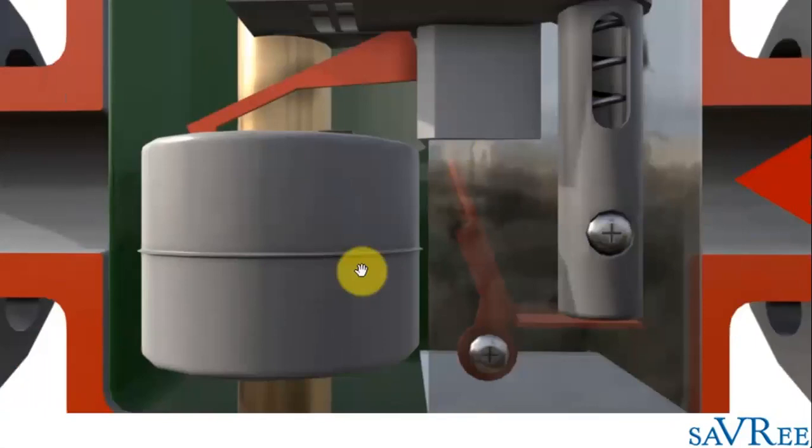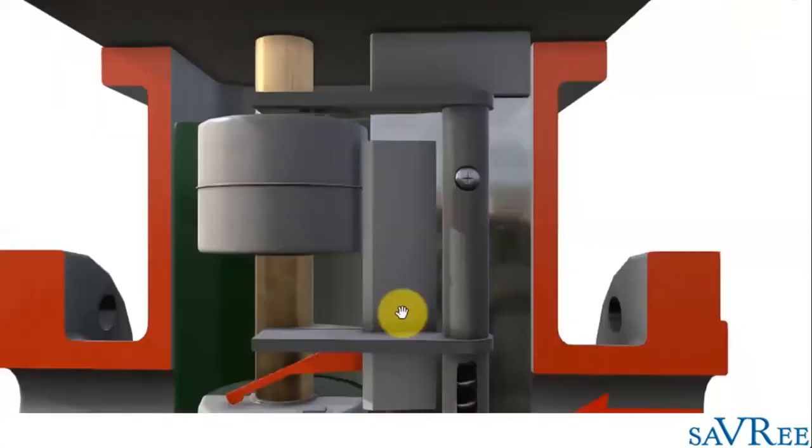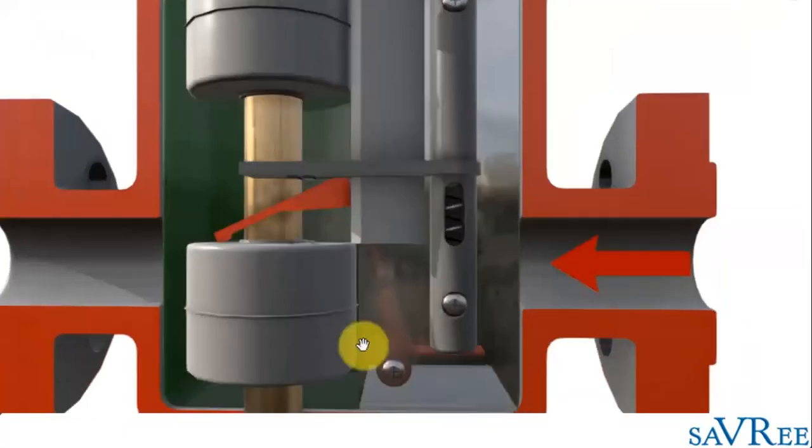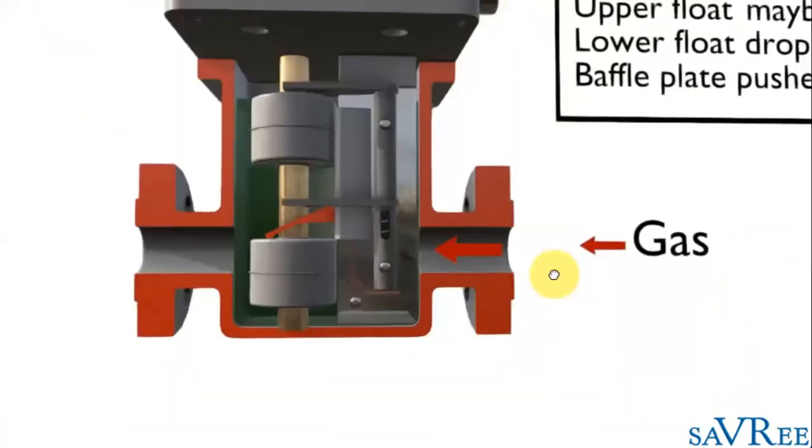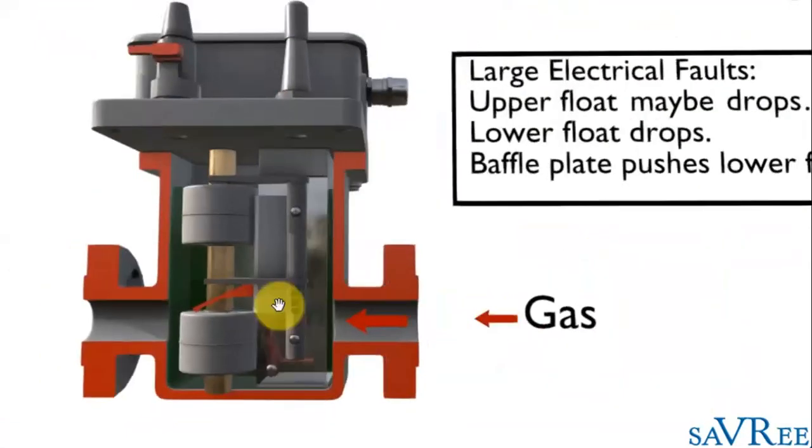Notice I said shut down. Obviously, there's going to be an alarm as well, but we're going to shut down the transformer because that is telling us that if the upper float is up and it's just the lower float down, and the baffle plate, which is sort of pivoted and pushed the lower float down, those combinations are what tells us that that is a big fault and we need to shut the unit down.